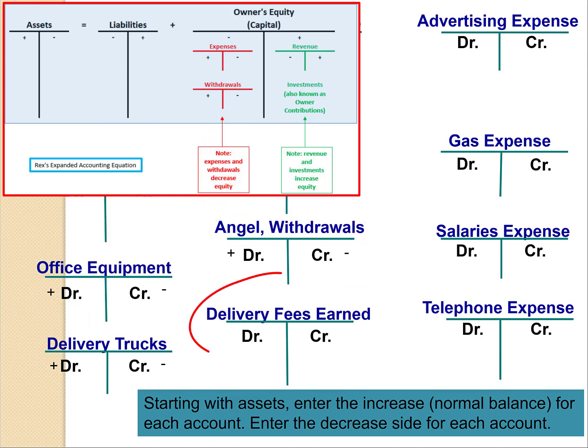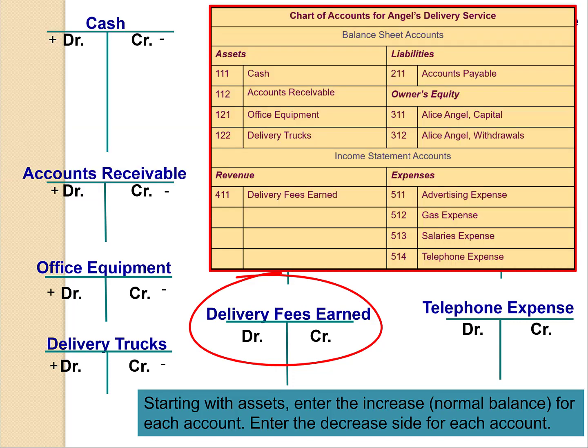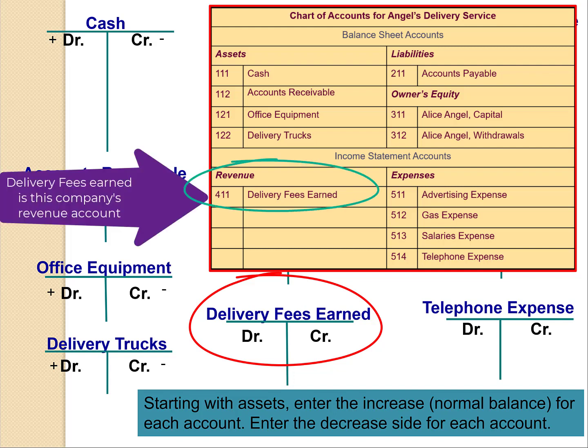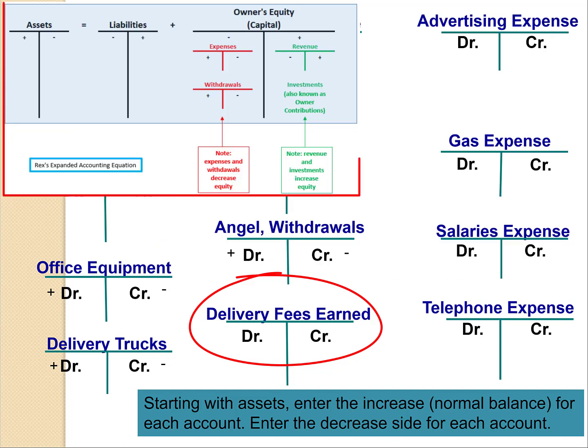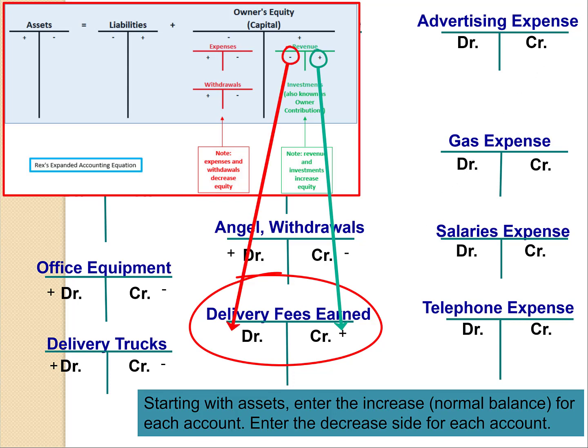How about delivery fees earned? What type of account is delivery fees earned? Now, if you forgot, because this one's a little bit tricky, consult your chart of accounts. According to the chart of accounts, what type of account is delivery fees earned? It's a revenue. Now we can consult our accounting grid, and which side is the plus side for revenues? It's on the credit side. So I'm going to put a minus on the debit side.